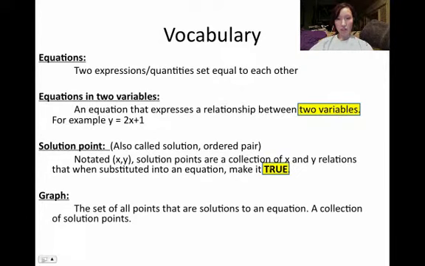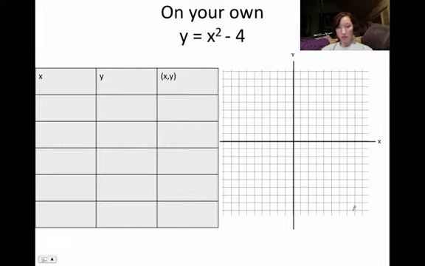And then finally, when you collect all of these true solution points, that's going to be creating what we call a graph, so some sort of visual model. So it's the set of all solution points, or in other words, the set of all points that are solutions to an equation. Oops, it's a collection of solution points.